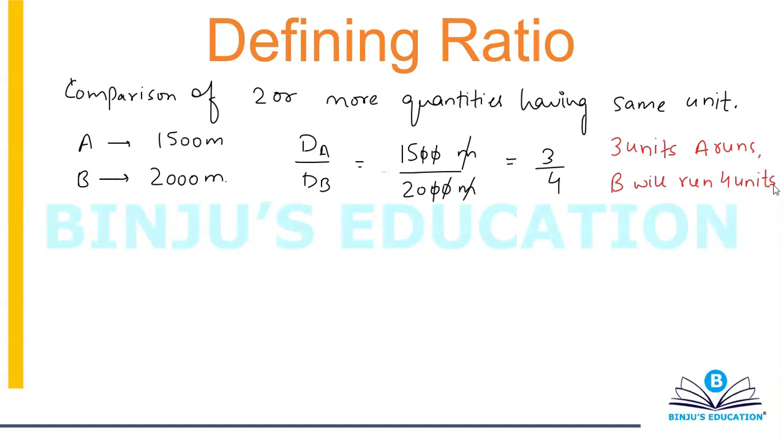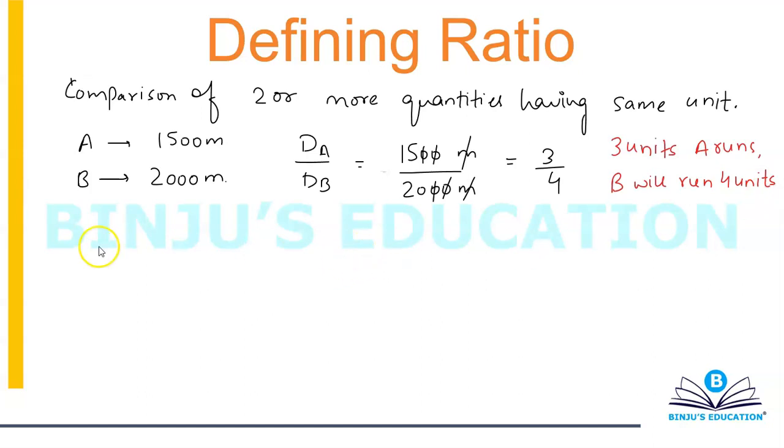Now, if you would have written your ratio as 1500 by 2000, that's also correct. It's not that 3 by 4 is the only correct ratio, no. 3 by 4 is the simplified form. 1500 by 2000 is also the correct ratio. So what is ratio? It's simply a comparison of two or more quantities that have the same unit.